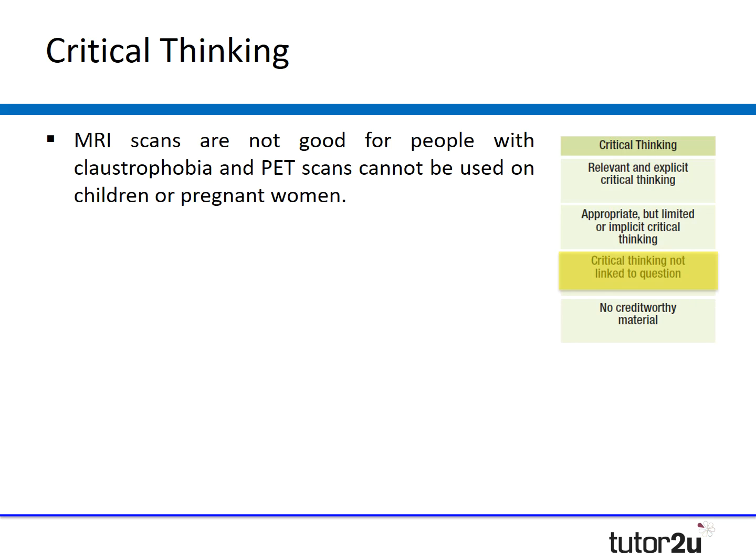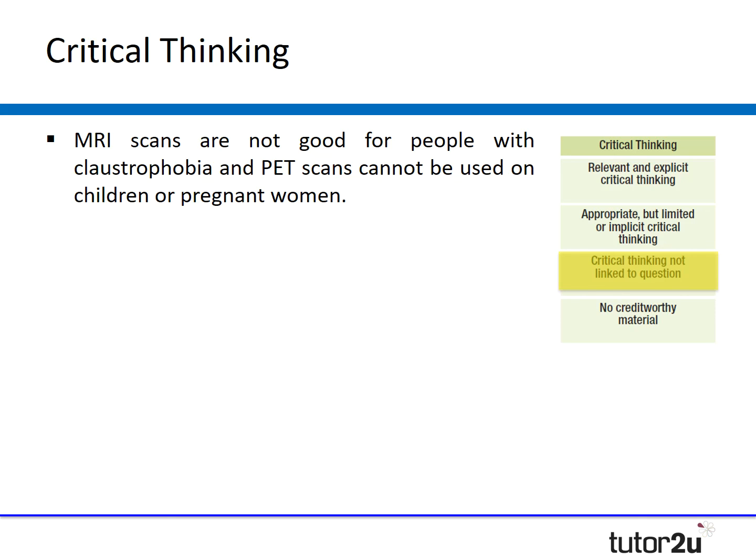Quite often I'll read a phrase like this in an essay. So MRI scans are not good for people with claustrophobia and PET scans can't be used on children and pregnant women. And then the answer stops there and just moves on to another point. That in itself is critical thinking, but it's not in any way linked to the question. It is just an issue with PET scans and MRI scans, okay?